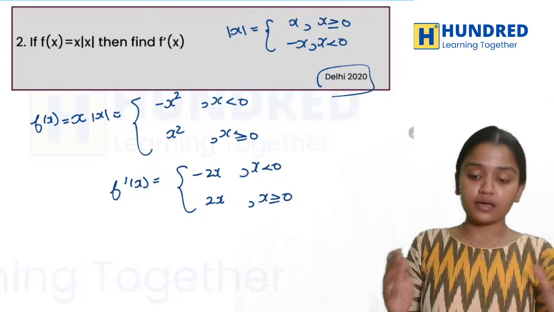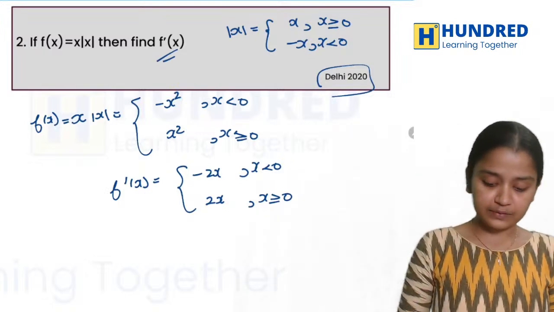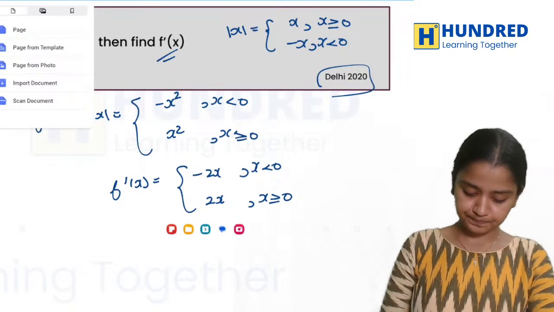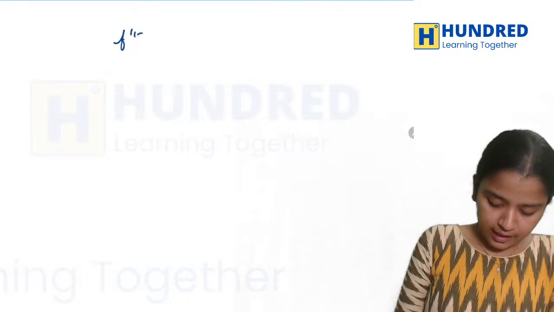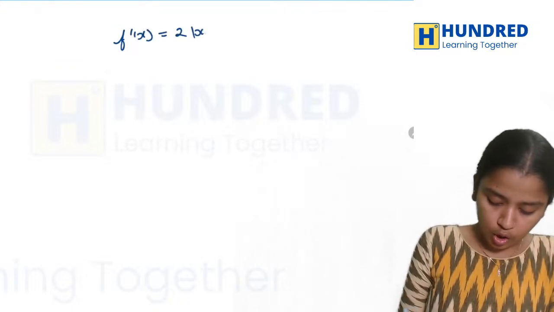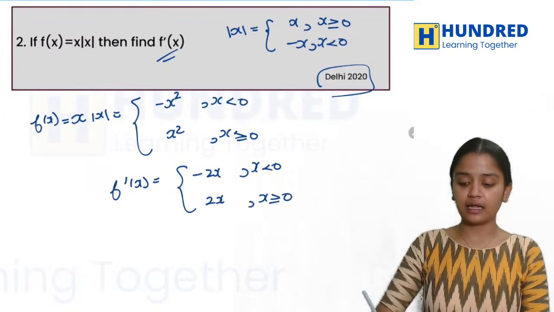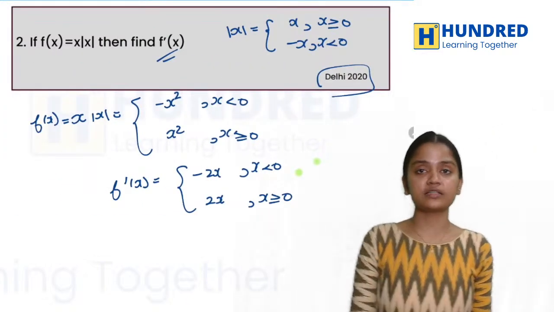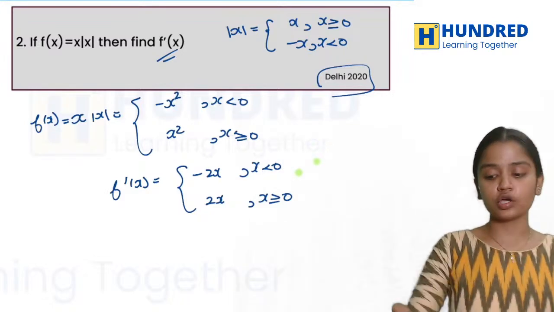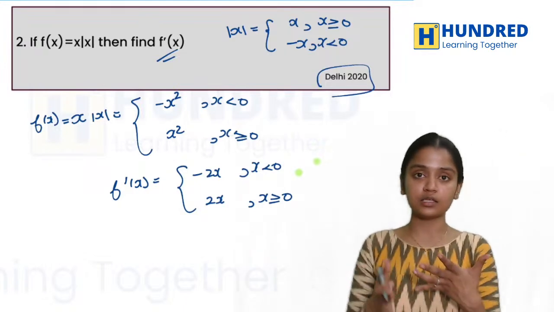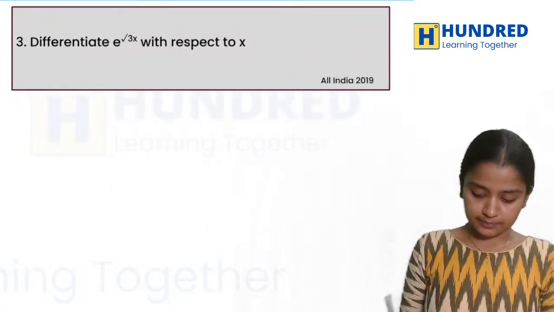So this is what was asked, this is our f dash of x. Let me simplify this a little. I can write f dash of x is equal to 2 mod x. So I can write it like this. Why can I write it this way? You know that mod x is minus x and plus x, and here you are having a constant in front. That is the difference. Otherwise there is no difference. Okay, now let's go to the next one.